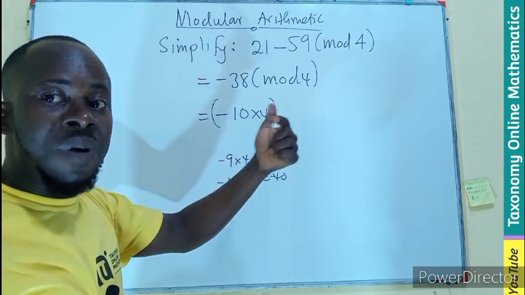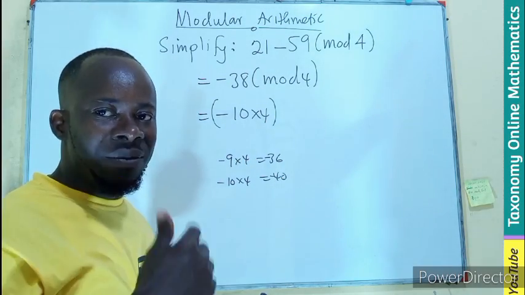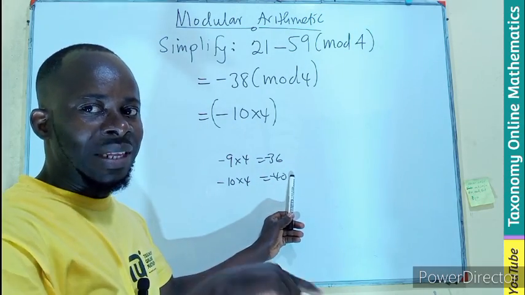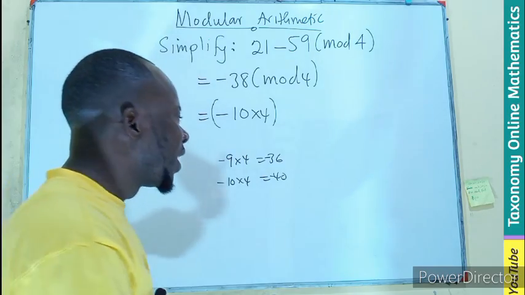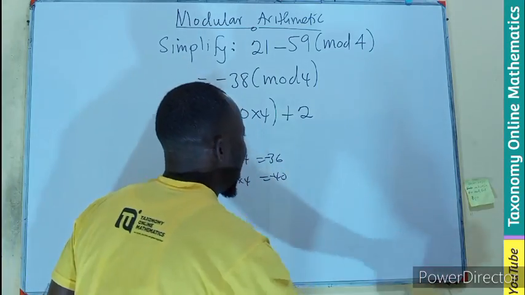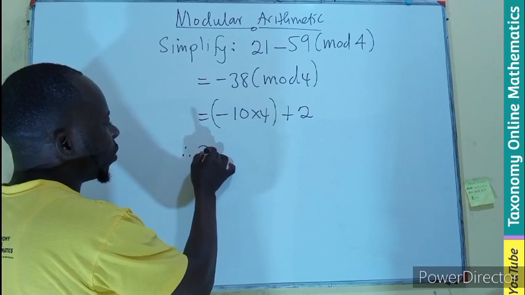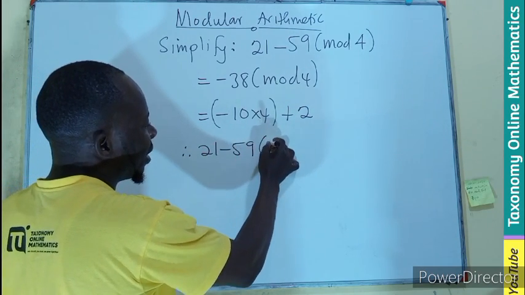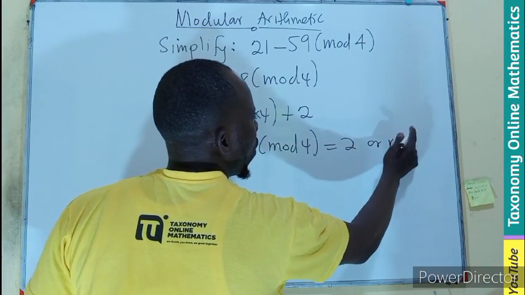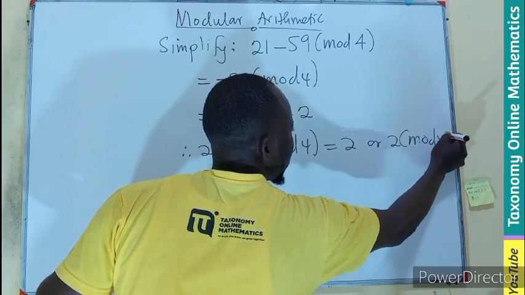So we need a positive value, which when added to negative 40 will give rise to negative 38. If we add 1, it reduces to negative 39. If you add 2, it reduces to negative 38. So plus 2. So this 2 is the answer we are looking for. Remember the first method, the answer was 2. So therefore, 21 minus 59 in the mode of 4 will be equal to 2, or 2 mode 4, right?